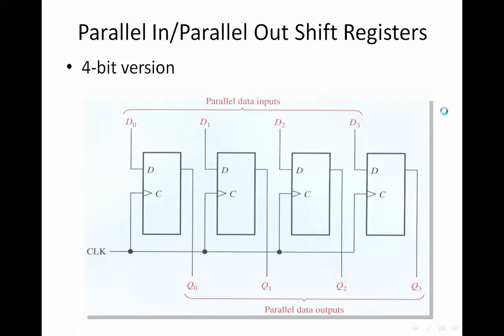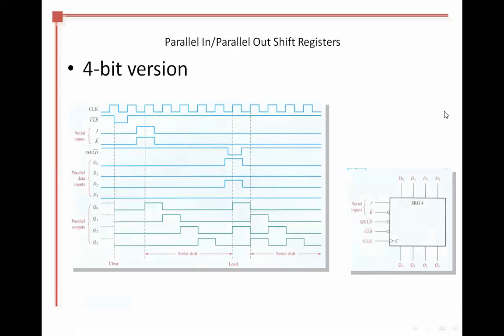Okay. So moving on, now you can just look at the waveform in order to have more clarity. So this is the diagram where you have inputs D0, D1, D2, D3, and outputs Q0, Q1, Q2, Q3. Then you have clock, clear, SH is nothing but shift, LD bar is nothing but load. So a lower value will actually load the values, then a higher value will actually shift the values.